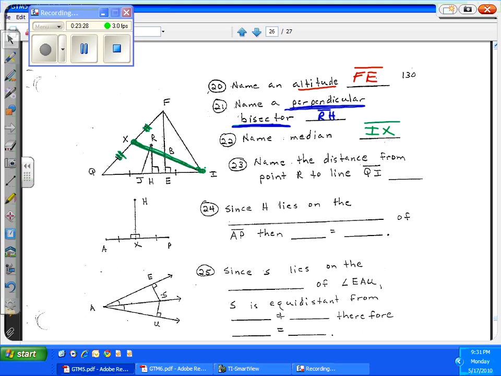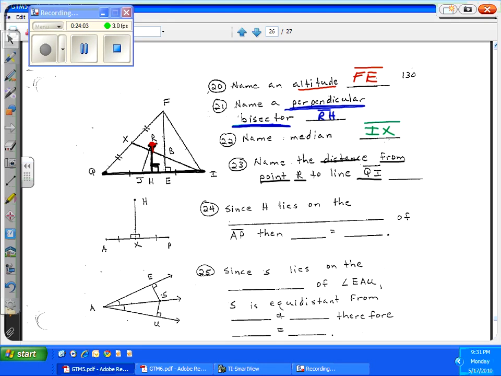Name the distance from the point to the line. The distance from a point to a line is defined to be the length of the perpendicular segment drawn from the point to the line. We want the distance from point R to QI. The distance is the shortest distance, and the shortest distance is straight down or perpendicular.